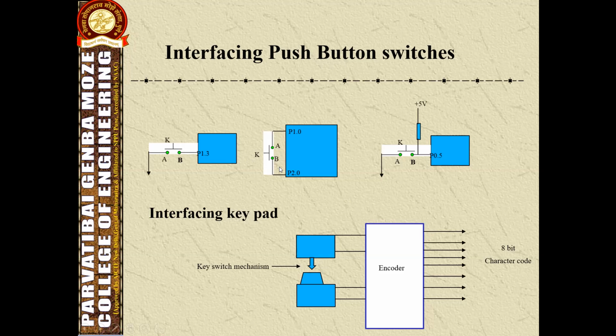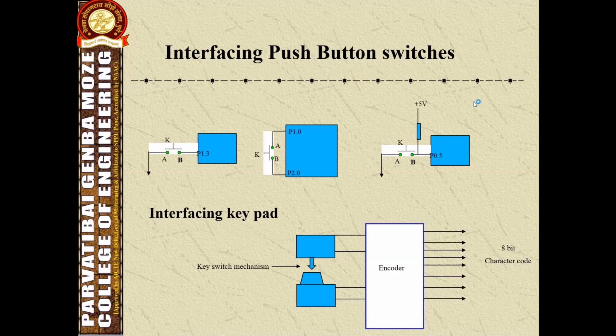Here, when the key is checked, P1.0 is grounded. If P2.0 is equal to 0, then the key is not pressed. If P2.0 is high, then the key is pressed. If this pin is high, it means the key is pressed; if this pin is not high, then the key is not pressed.